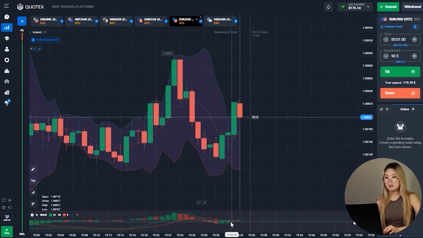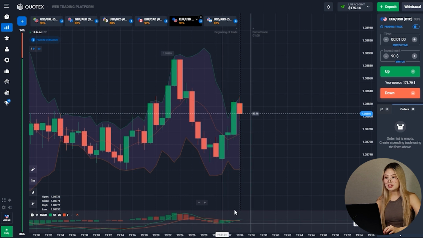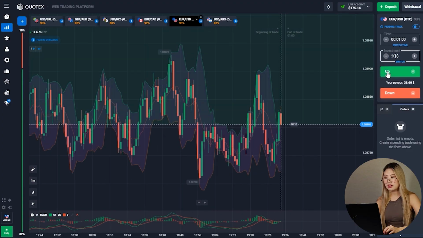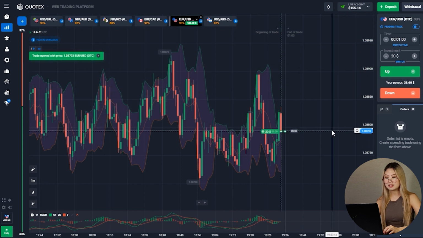But look, on the MACD indicator we can see a green histogram appears and the lines start to cross. And let's test this level. I want to open a trade up, $20. Let's go.